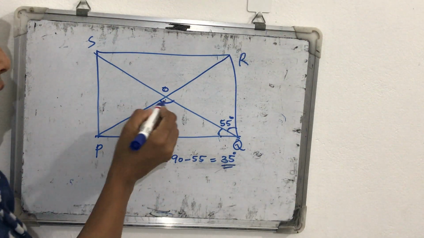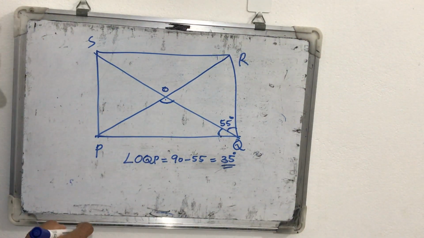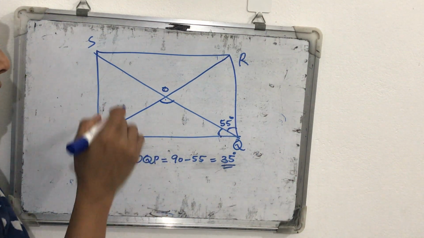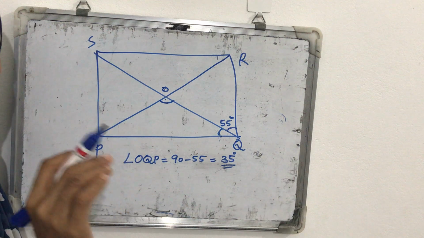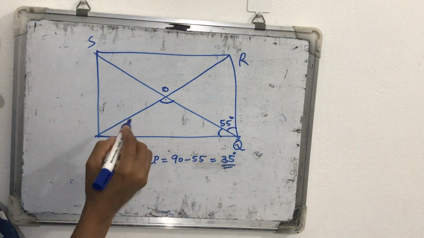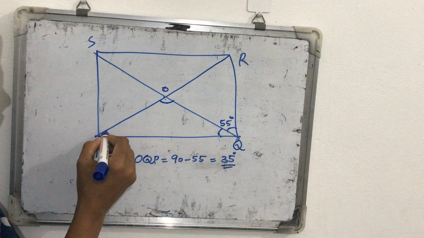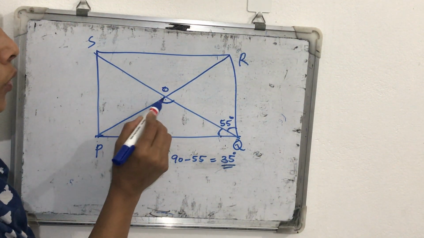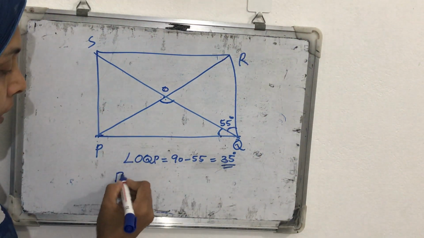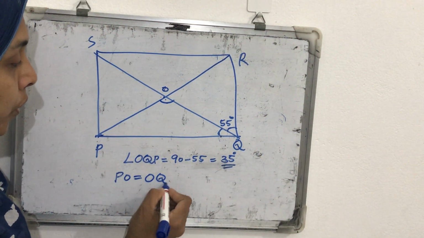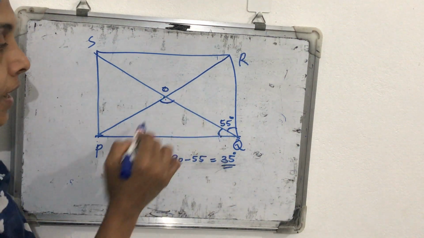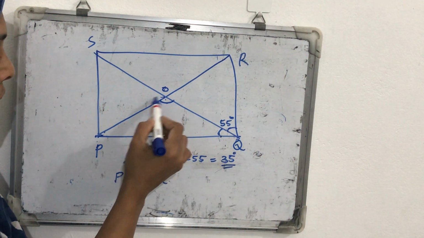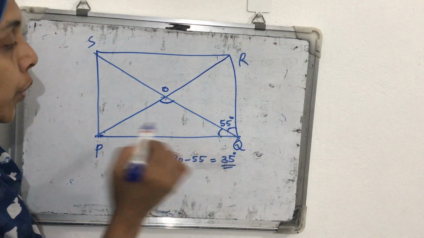But we want to find out this angle. Is there any method for that? What is the property of the diagonals of a rectangle? We know the two diagonals of a rectangle are equal in measure. So PO will be equal to OR. In the same way PO will be equal to OQ also. PO is equal to OQ. Why? Because the two diagonals are of equal length. So the measure of OP will be equal to OQ.